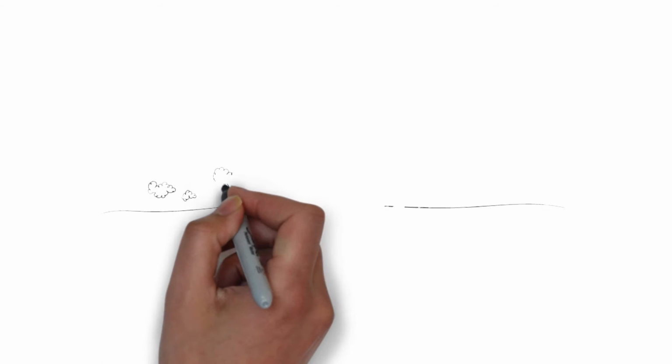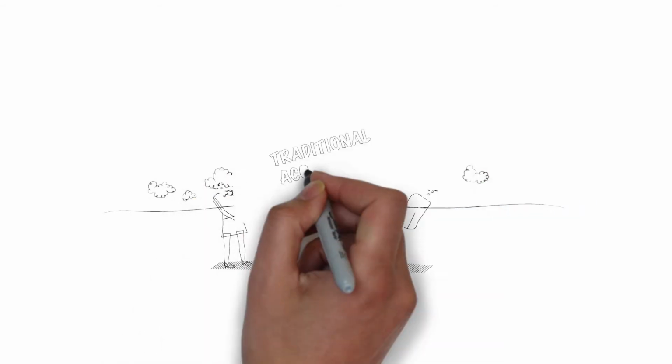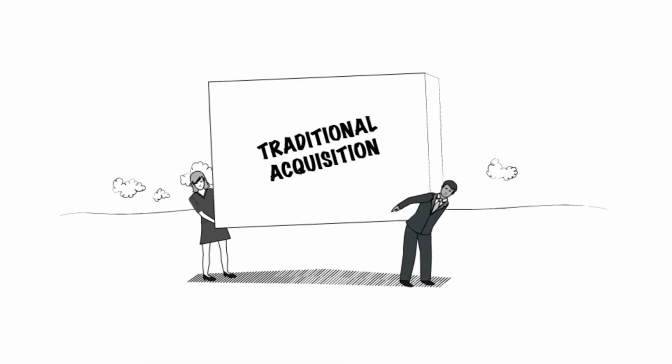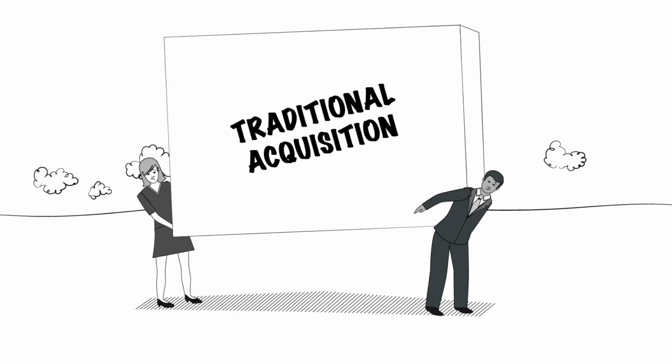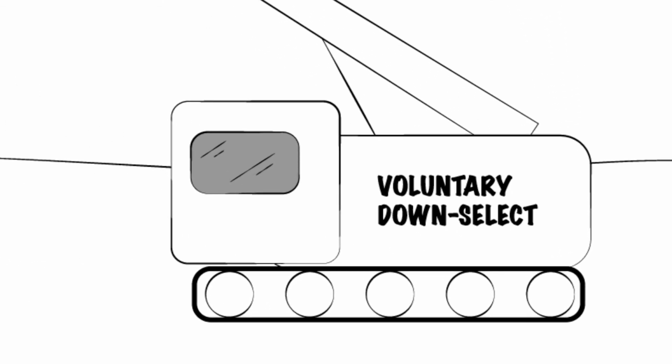The government is not the only one that suffers. A traditional acquisition, with its large solicitation and rigid steps, requires a heavy investment of time and money from our industry partners as well. To lighten the load for both industry and the government, consider the use of a multi-phase or step approach, like a voluntary down select.